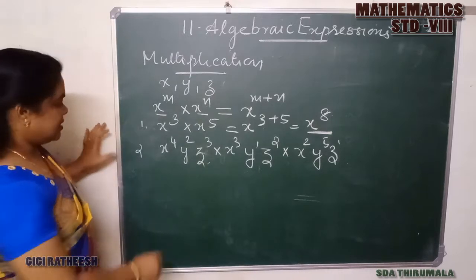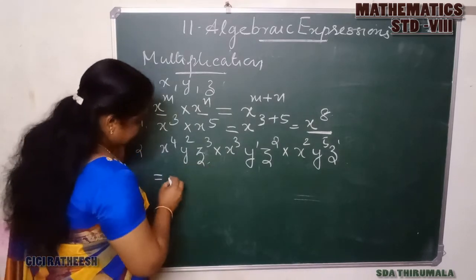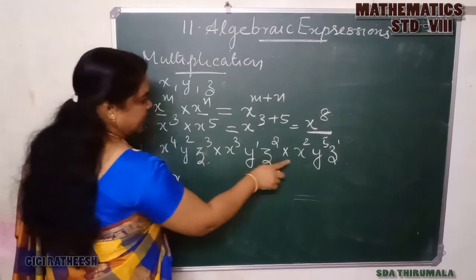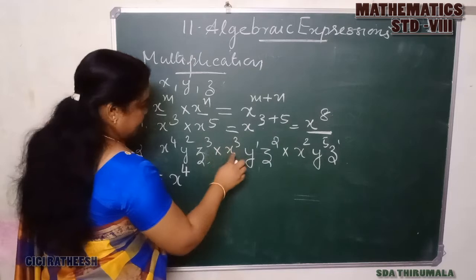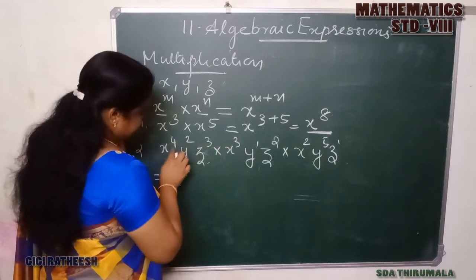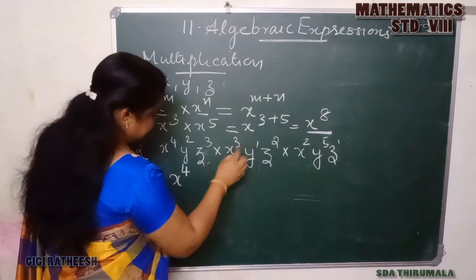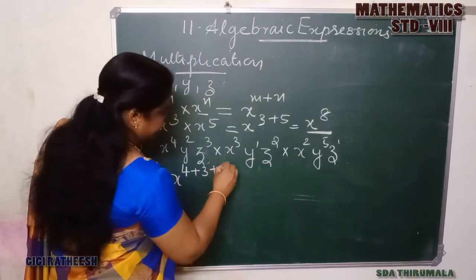How can we add this? The variables are x, y and z. First, take the variable x and add the powers, since here it is multiplication. Adding the powers: for the first variable x the exponent is 4, then 3, and the third one is 2.